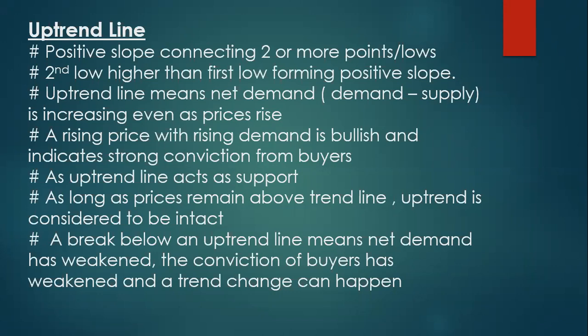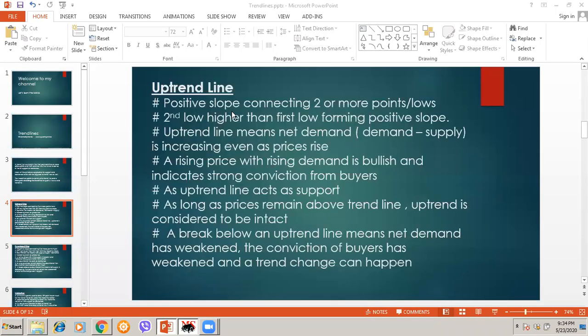So a rising price with rising demand is bullish and indicates strong conviction from buyers. The trend line will act as a support. As long as prices remain above the trend line, uptrend is considered to be intact. A break below an uptrend line means net demand has weakened, the conviction of buyers has weakened, and a trend change can happen. Let's see a small example about this.